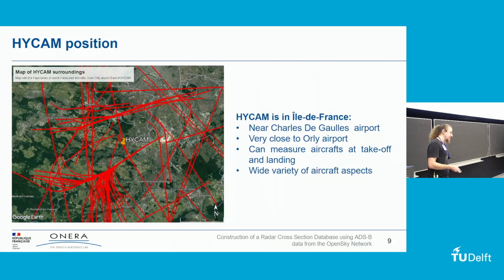So where is this radar? It's in Ile-de-France, in Palaiseau, near Paris. So it's close to Charles de Gaulle Airport and Orly Airport. Charles de Gaulle Airport is north of Paris, and Orly Airport is just right here, 10 kilometers away. And as you can see, there are a lot of takeoff trajectories or landing trajectories. This is 3 hours of measurement, all the trajectories we have of the aircraft we have measured. So as you can guess, we have access to a wide variety of aircraft aspects, and we have a lot of different aircrafts passing by our radar, which is quite nice for the measurements.